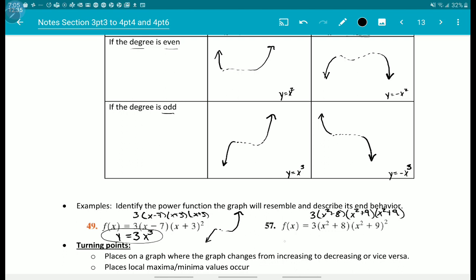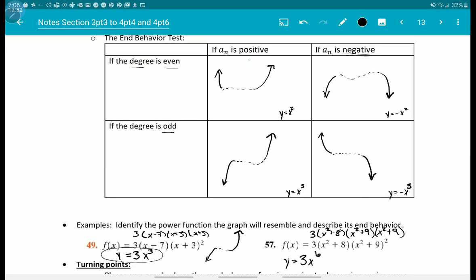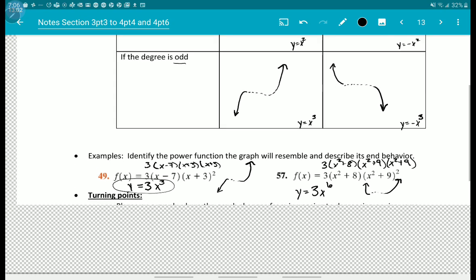We would have that. So if we were to multiply everything out, eventually we would have a 3x times x squared times x squared times x squared. So that would be 3x to the 6th. So this is an even degree polynomial with a positive leading coefficient, which means it's going to be this first block in here. So we would expect both ends of this to go up for that end behavior.